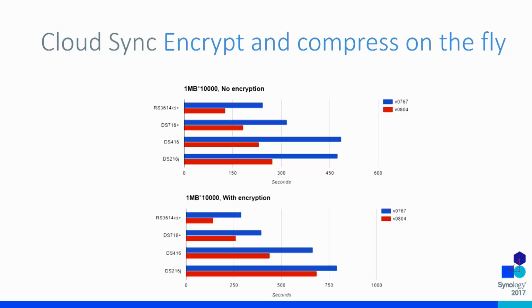So at the top of the list is the RS3614XS Plus, which is one of our enterprise units. As you can see, it's very good at encryption, so you actually see a big performance difference here. With the 216J for syncing those same 10,000 files, it doesn't save as much time because it doesn't have built-in hardware accelerated encryption. So either way, if it's encrypted or not, you still see performance improvements with Cloud Sync in DSM 6.1.